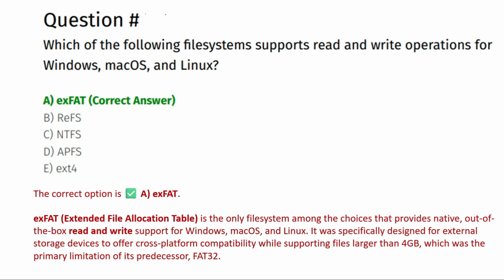The next question is, which of the following file systems supports read and write operations for Windows, macOS and Linux? Option A, exFAT, option B, ReFS, option C, NTFS, option D, APFS, option E, ext4. And the correct answer for this question is option A, exFAT. So let's check the explanation. exFAT, extended file allocation table, is the only file system among the choices that provides native out-of-the-box read and write support for Windows, macOS and Linux.